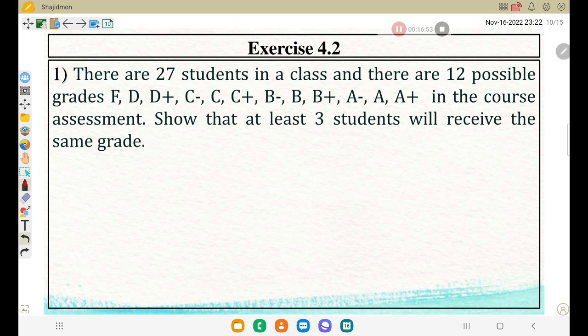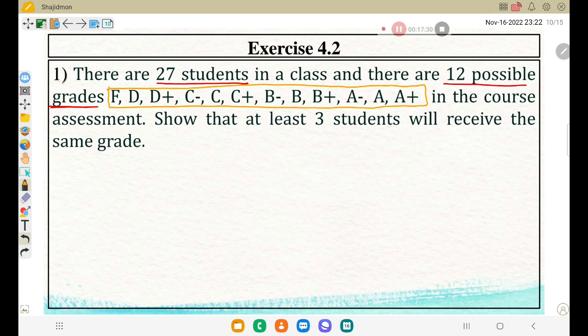I hope you understood the pigeonhole principle. Now we are doing the questions one by one. First question: there are 27 students in a class, and there are 12 possible grades. What are the 12 possible grades actually? In a grading system, the grades are F (failed), D, D plus, C minus, C, C plus, B minus, B, B plus, A minus, A and A plus. 12 grades are there.